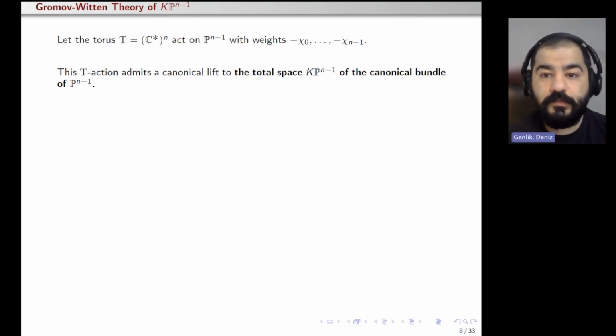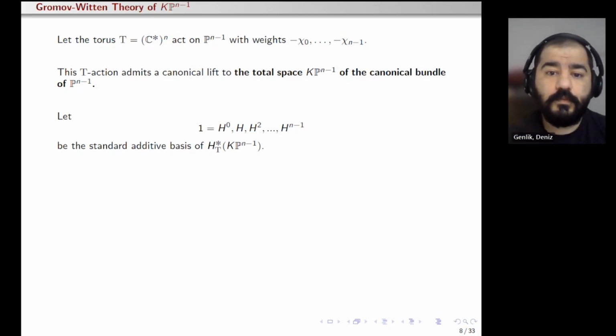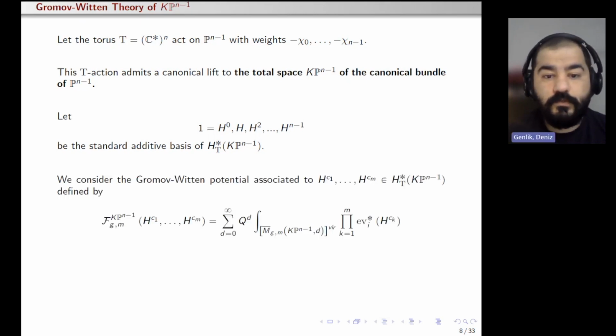Again, we can consider the torus equivariant Gromov-Witten theory of this target here. The T-equivariant cohomology has this additive basis again. This time we have this H, because it is coming from the equivariant first Chern class of the tautological bundle of the projective space. So we consider again the Gromov-Witten potential associated to this target, and it is given by this generating series.